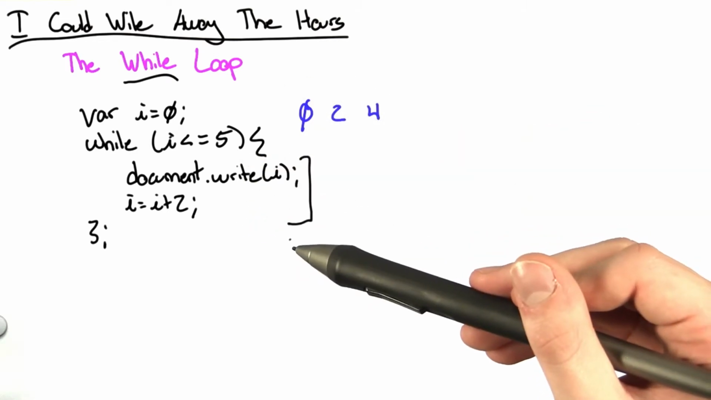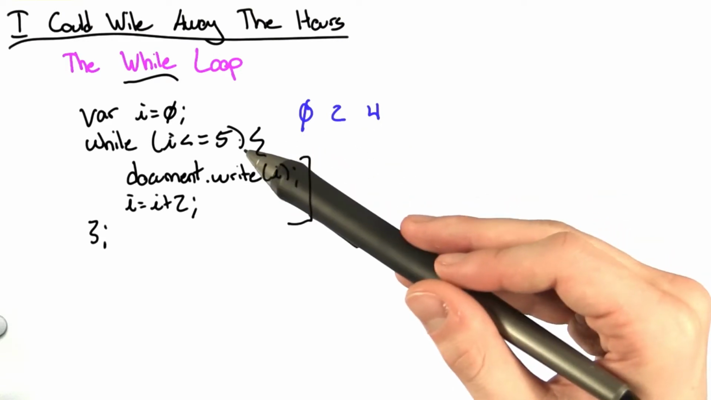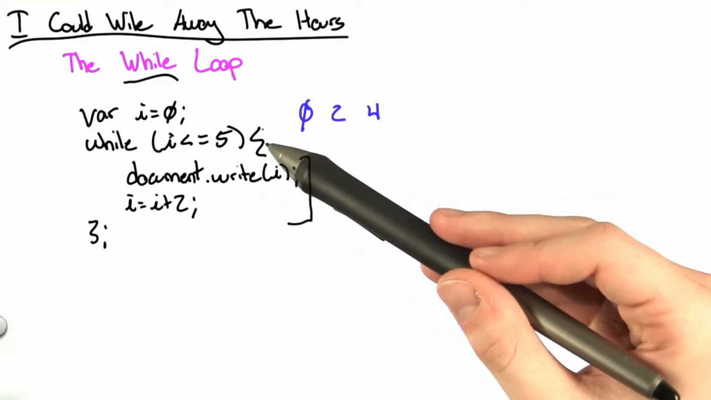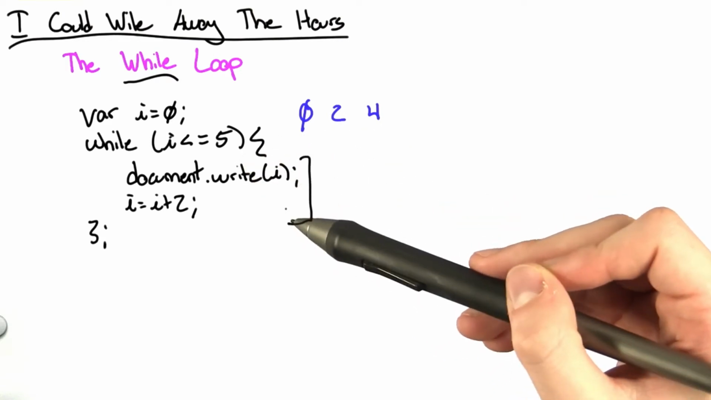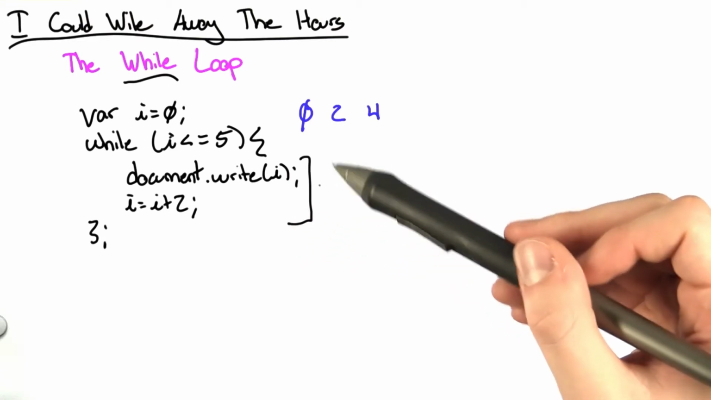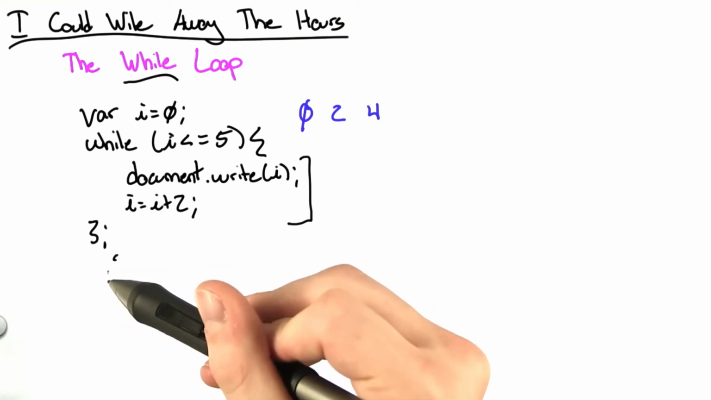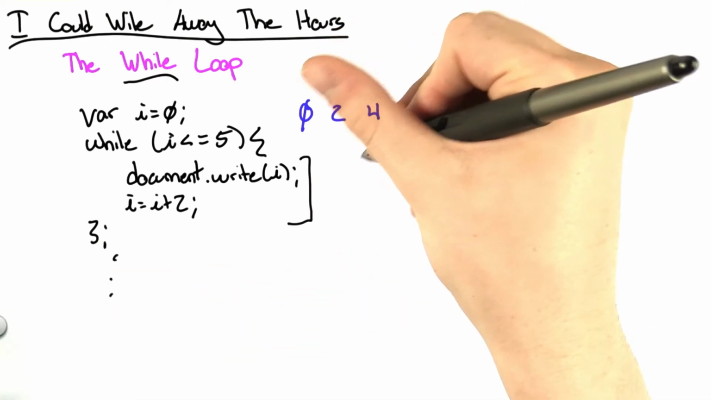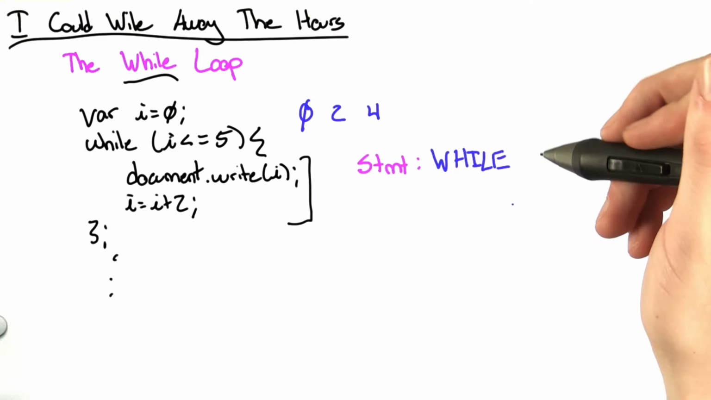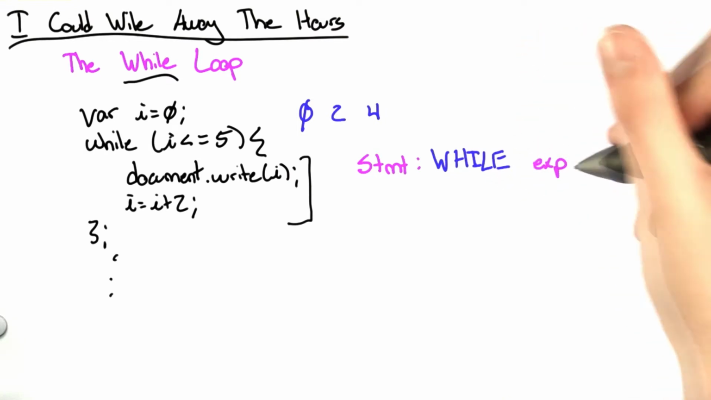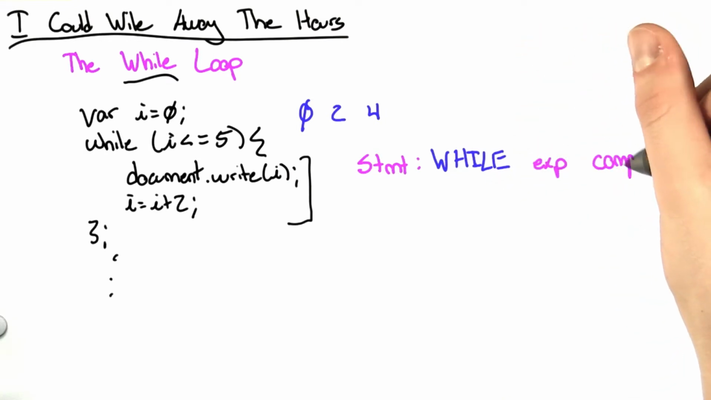After evaluating the loop body, we test the conditional expression again. If it's still true, then we evaluate the loop body. And we continue this process until the conditional expression is false, at which point we continue on after the while loop. So a while loop is a type of statement that has the keyword while, an expression, and then a compound statement, a sequence of statements.